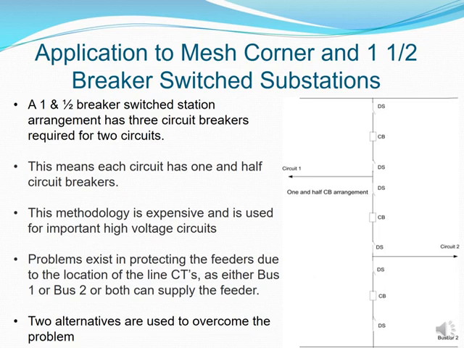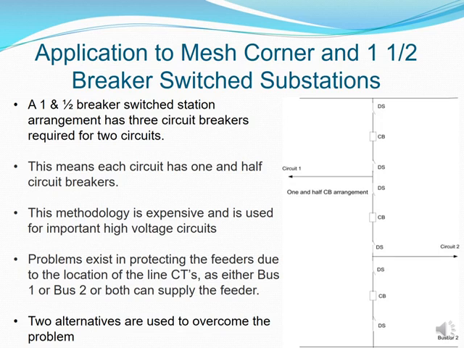Also under our line feeder protection, we have something called a mesh corner, or a 1.5 breaker switched substation, which is really the same thing. In the single line diagram, you can see that on the top part I have a bus bar, then a circuit breaker, and then a circuit one going out. Then I have another circuit breaker and a circuit two going out, then another circuit breaker, then I go back to another bus bar.